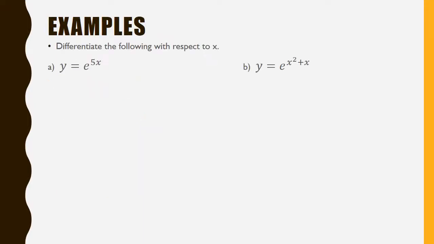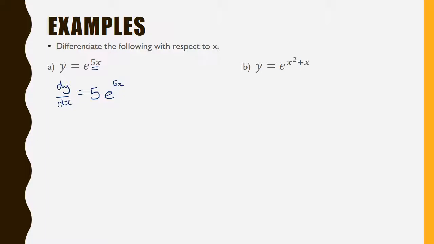Okay, we need to differentiate with respect to x. Our first function, when we differentiate with respect to x, we'd be finding dy dx. Our rule is that we multiply by the derivative of the power. The derivative of 5x is 5, and then e to the power of 5x stays the same.